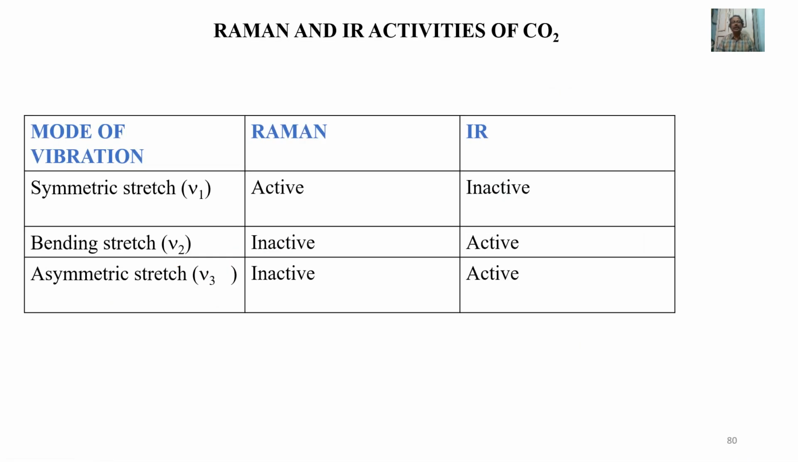Raman and IR activities of CO2. Mode of vibration: symmetric stretching, Raman active, IR inactive. Bending, Raman inactive, IR active. Asymmetric stretching, Raman inactive, IR active. So we can have the mutual exclusion principle here. When Raman is active, IR is inactive, whereas when Raman is inactive, IR spectra is active. So we have the mutual exclusion principle.